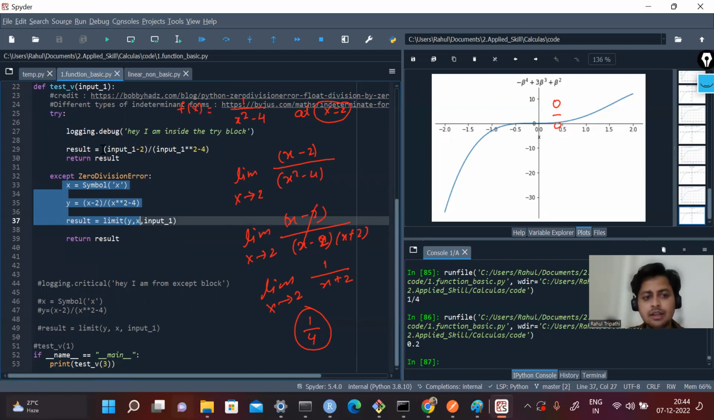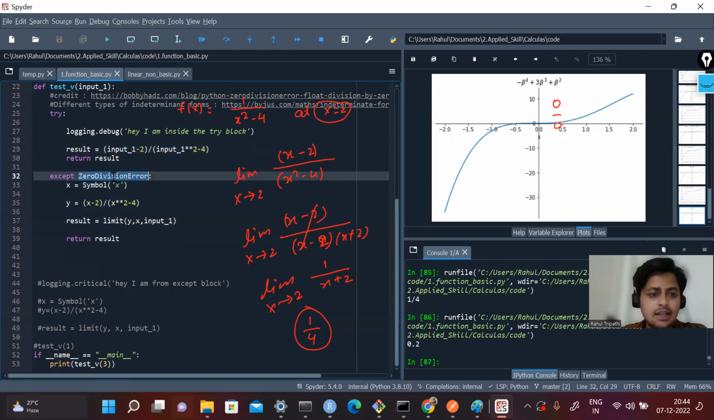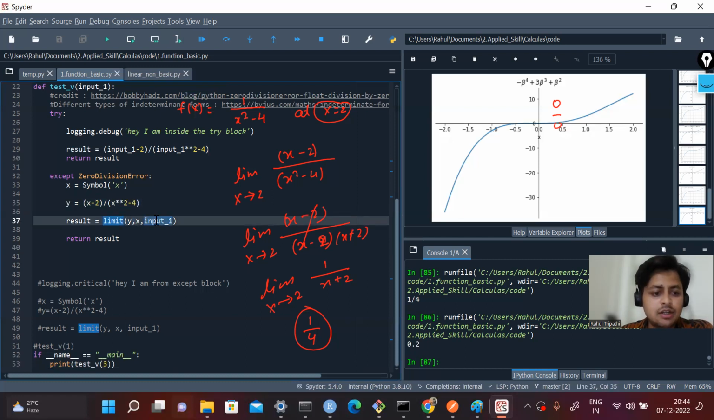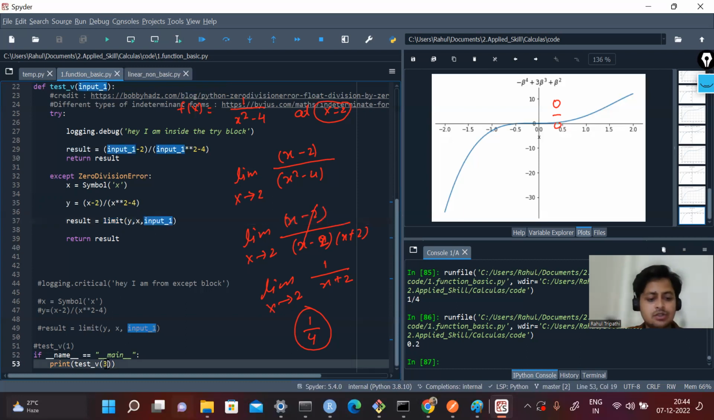If there is a zero division error, we catch the error, and then we define the equation and find the limit of that equation. You pass the point at which to find it, so if I pass 2 here, hopefully you got my point. By applying the concept of limit, we can solve the problem of zero division error.